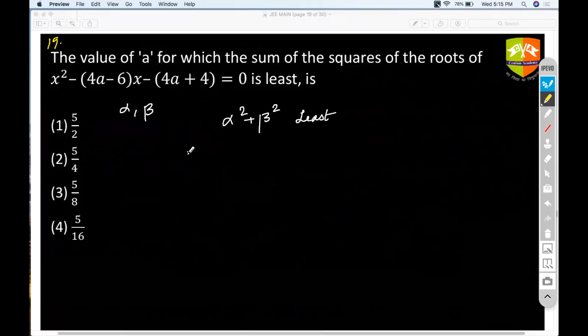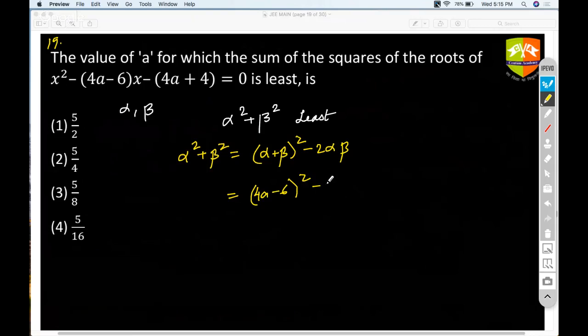Okay. So we already know that alpha square plus beta square, you can actually express it as alpha plus beta whole square minus 2 alpha beta. So alpha plus beta whole square will be 4a minus 6 whole square, minus 2 alpha beta is going to be plus 2 times 4a plus 4. Okay, you want this expression to be least, right? So if you want this expression to be least, you can use the derivative of this with respect to a. That would be faster, or you could complete the perfect square with respect to a.